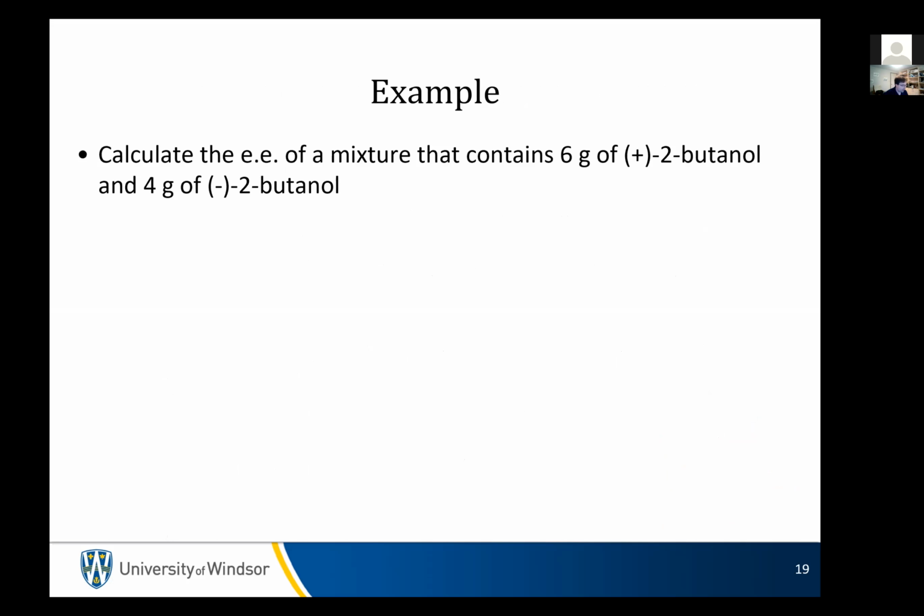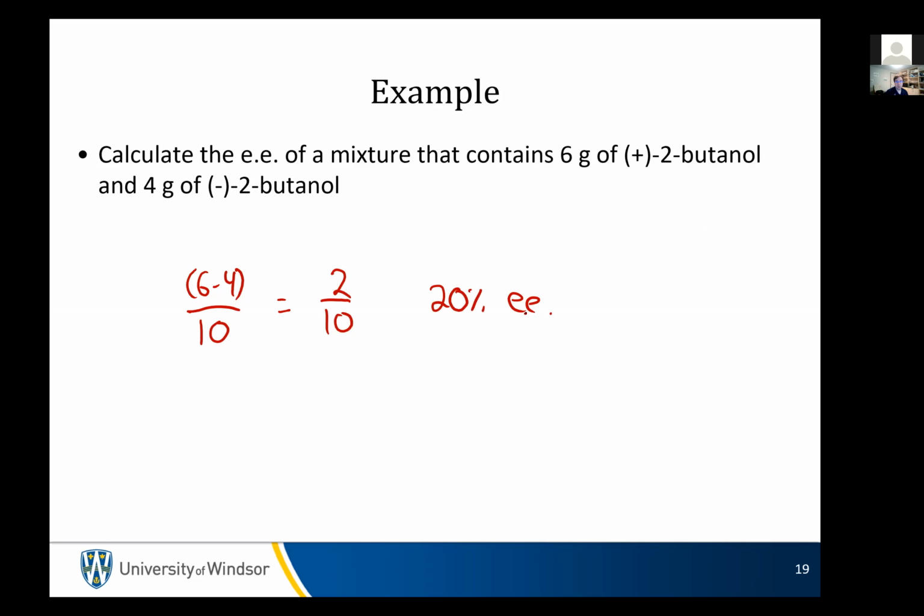So we can do this math. You got 6 grams, 4 grams. You can convert that to the number of moles, but it's all going to be ratios, right? So who cares? We'll just stick with numbers. So again, you got 10 as your denominator because that's 6 plus 4. You got 6 minus 4. That equals 2. So 2 over 10. So that is 20% enantiomeric excess.